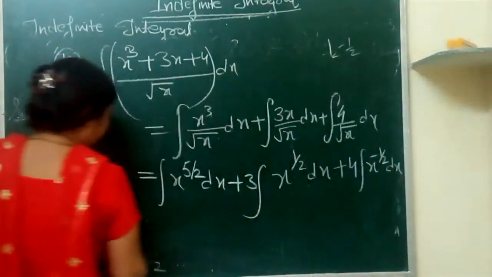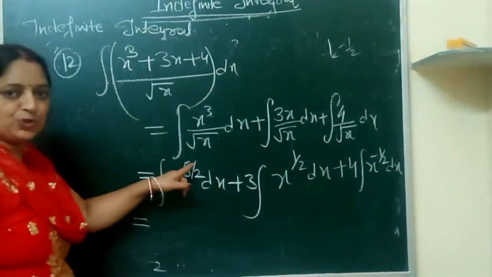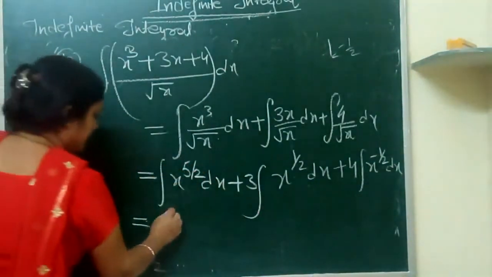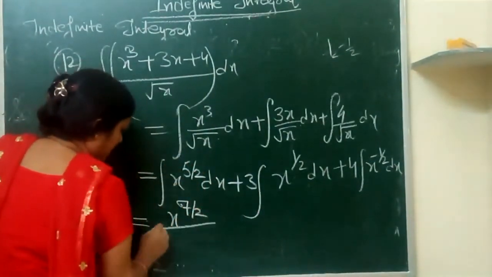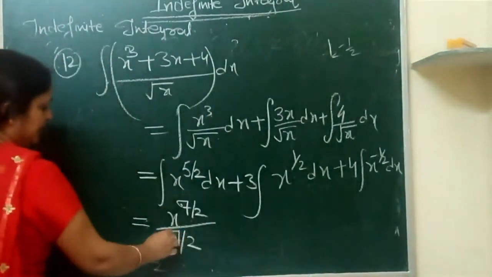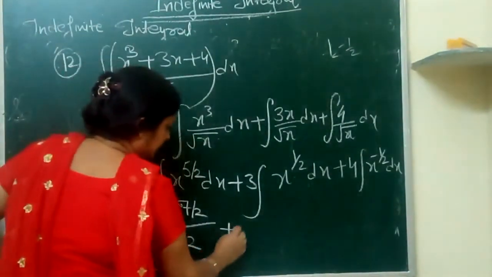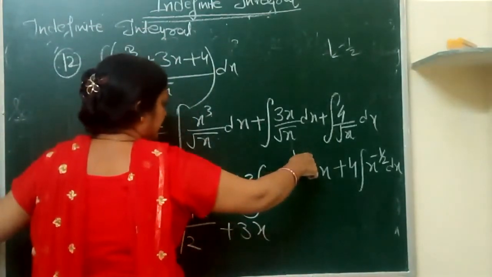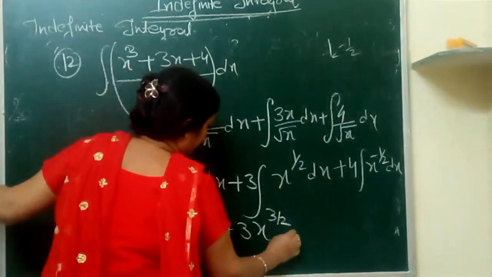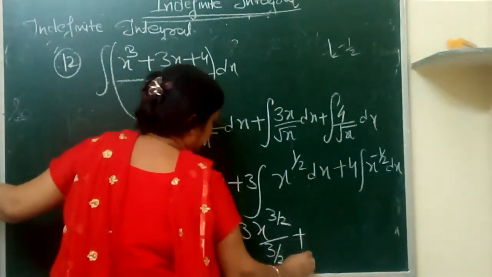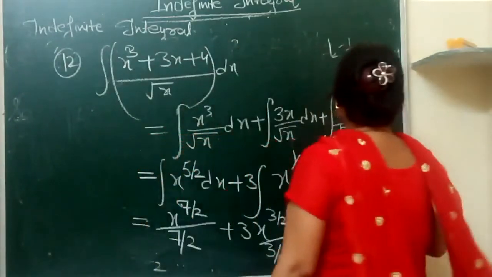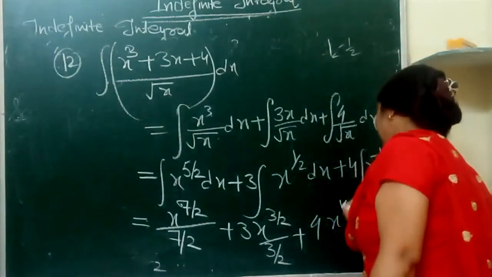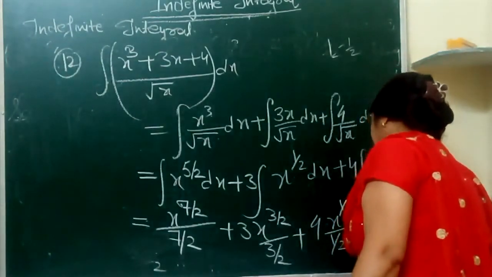After this, we will apply x raised to power n plus 1. So 5 by 2 plus 1 will come x raised to power 7 by 2 upon 7 by 2. We are applying x raised to power n plus 1 here, plus 3 into x raised to power 1 by 2 plus 1, that will come 3 by 2 upon 3 by 2, plus 4 into x raised to power minus 1 by 2 plus 1, that will come x raised to power half upon half plus c.